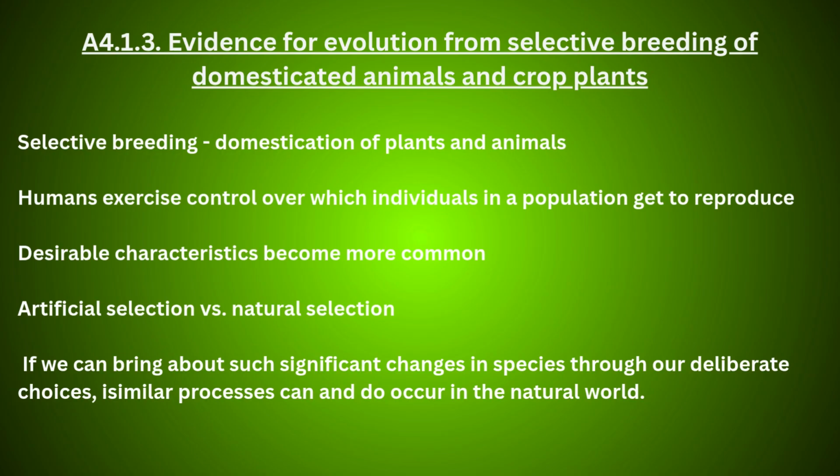One incredibly clear piece of evidence supporting evolution by natural selection comes from what we call artificial selection. This is also known as selective breeding. Artificial selection is exactly what it sounds like. Humans exercise control over which individuals in a population get to reproduce. This is precisely how countless plants and animals have been domesticated throughout history, and the process continues today.